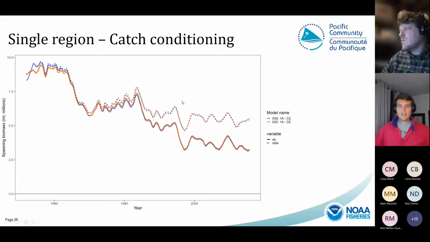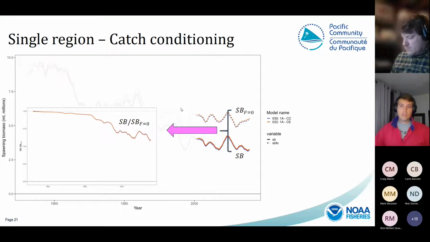The other lines that you see there, the dotted lines, are the spawning biomass when fishing mortality is 0. And so one of the metrics that is used a lot by SPC and within WCPFC for presenting stock status is this time dynamic depletion, which is just the ratio of the fished to the unfished. So when you take one over the other, you get this depletion time series, a dynamic depletion time series. And so I just wanted to define that quickly because you'll see some depletion plots in the following slides.